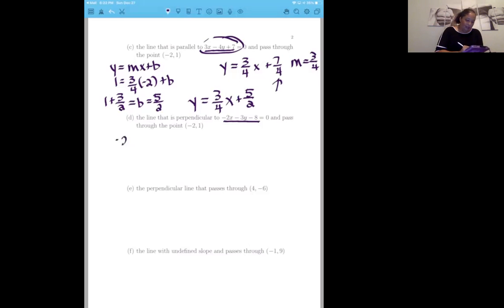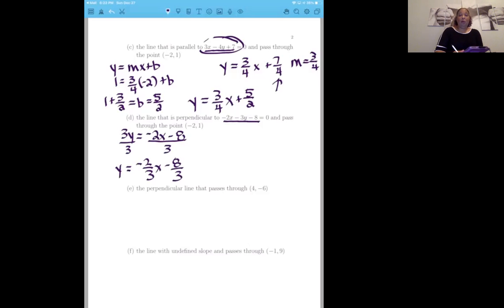So I have a -2x, here, let's do this. Let's do 3y equals -2x minus 8. So I just added 3y to both sides. And now I'm going to divide by 3. So I get y equals -2/3 x minus 8/3. So this line has a slope of -2/3.